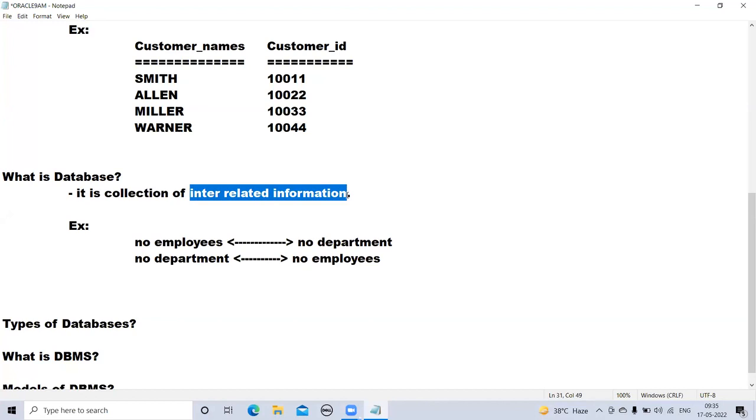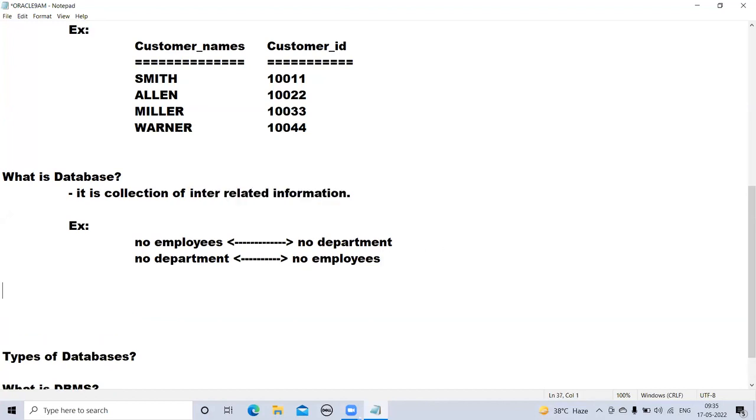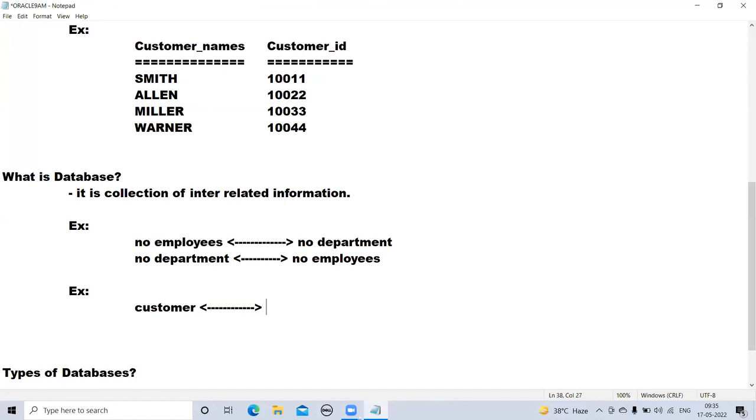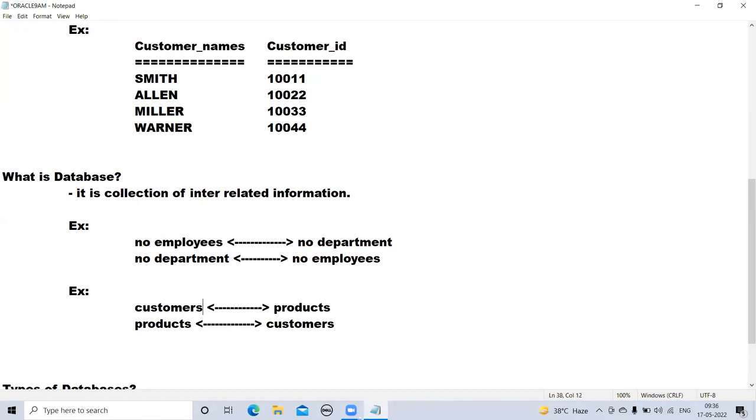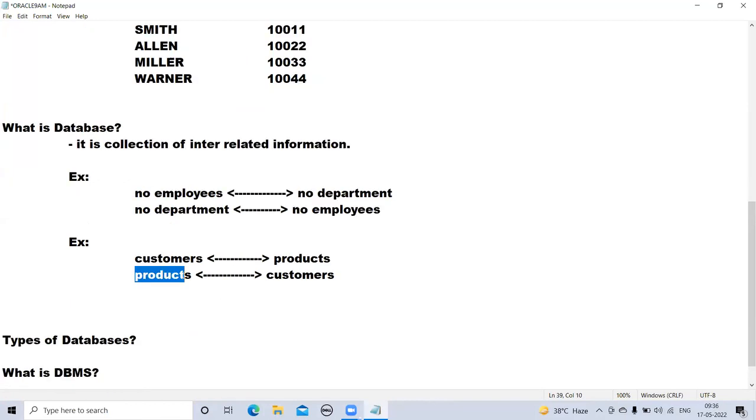Interrelated information. Okay, now the same example. If I want to take one more, can I say like this? The customer depends on products, and in the same way, the products depend on customers. Is it correct? Come on, guys, can I say or not? Customers depend on products, and vice versa, the products depend on customers. Yes, definitely, we can say this also. Now you can check it out.